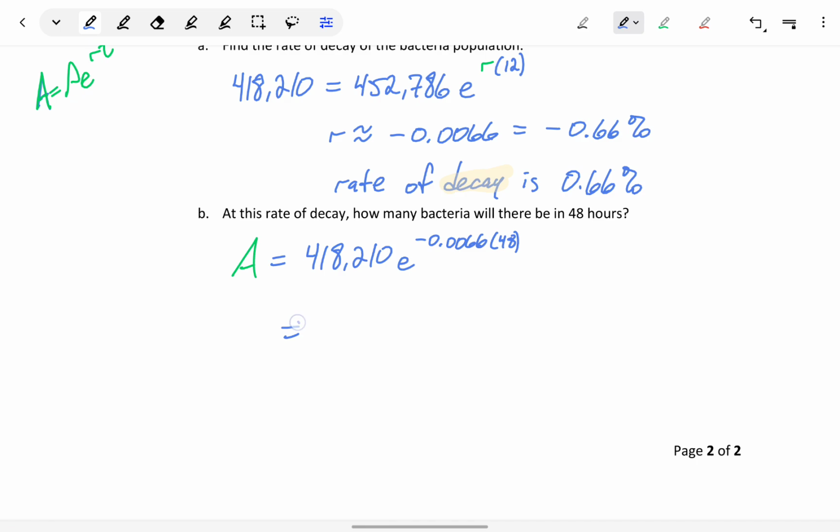And evaluating this expression with Symbolab would give us an answer of A equals 304,656, rounded to the nearest whole number, since we're talking about population of bacteria, we don't have half of a bacteria.